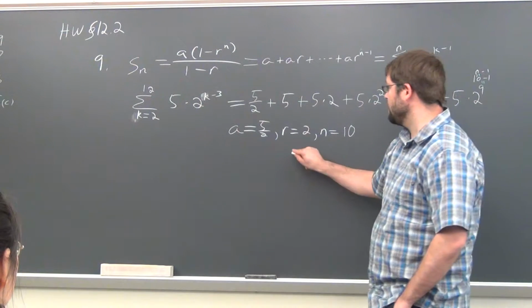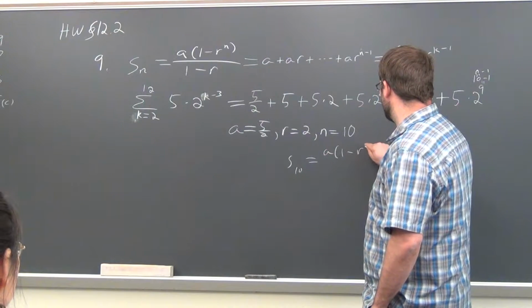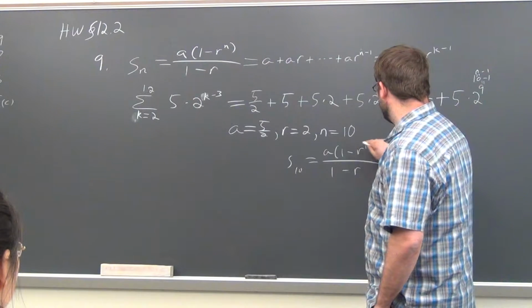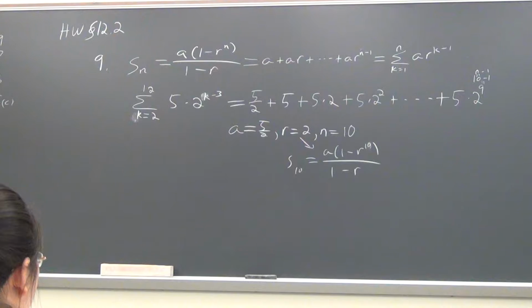The final answer here should be S of 10 is a times (1 minus r to the n), or I guess to the 10th, and then you just plug all that stuff in there. Okay. Other questions on this one? So for this one, can I just do n equals 12 minus 2?